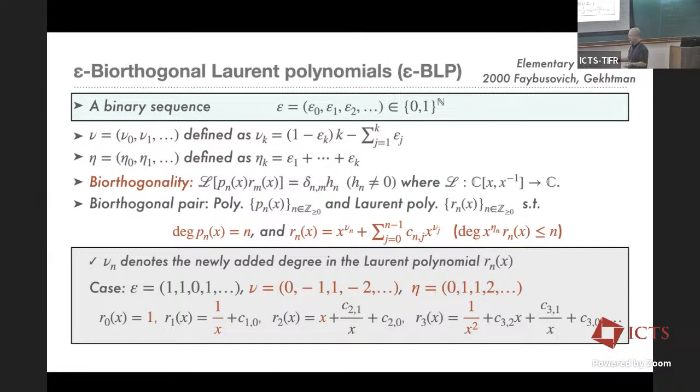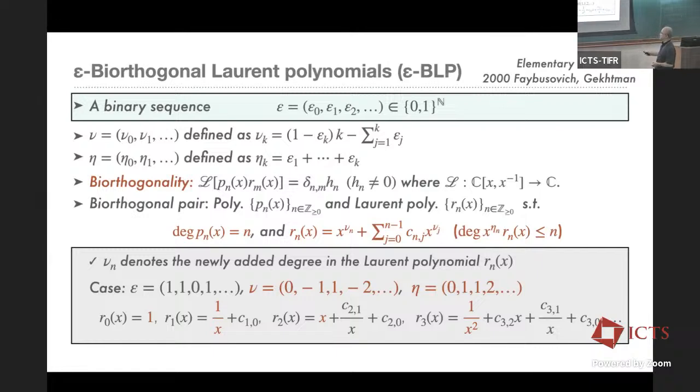Here I have to introduce a binary sequence, epsilon 0, epsilon 1, epsilon 2, and so on, which are binary values, 0 or 1. This binary sequence epsilon determines the type of bi-orthogonal Laurent polynomial. Further, the other sequences, nu and eta, are defined through this epsilon. So nu k and eta k can be defined in this way.